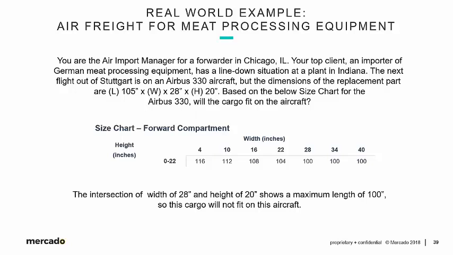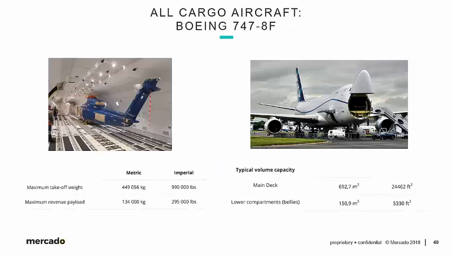Obviously, the point of these last two real-world examples is to illustrate that we as importers have to work with freight forwarders and airlines that are cognizant of these restrictions. Otherwise, we might find our air freight not moving very quickly. We're going to wrap up here, and when we come back for our next section, we're going to be looking at all cargo aircraft, starting off with the Boeing 747-8F. Some pretty cool pictures and some fun stuff to talk about.